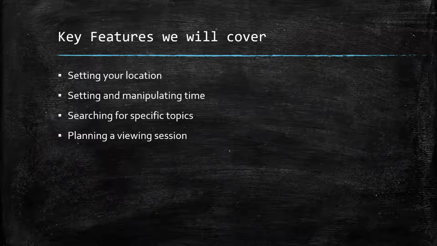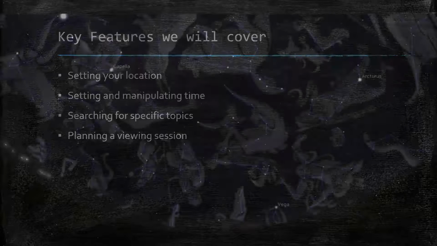Alright, so the key features that we're going to cover in this brief introduction to Stellarium is how to set your location in the viewing application, how to set and manipulate time. That's one of the fun aspects about Stellarium, is being able to pick times and pick dates, either forwards or backwards in time. We are going to search for very specific topics, so we'll look for specific objects in the night sky, and we're going to show you how to plan a simple viewing session. Alright, so at this point, let's go ahead and switch over to Stellarium.